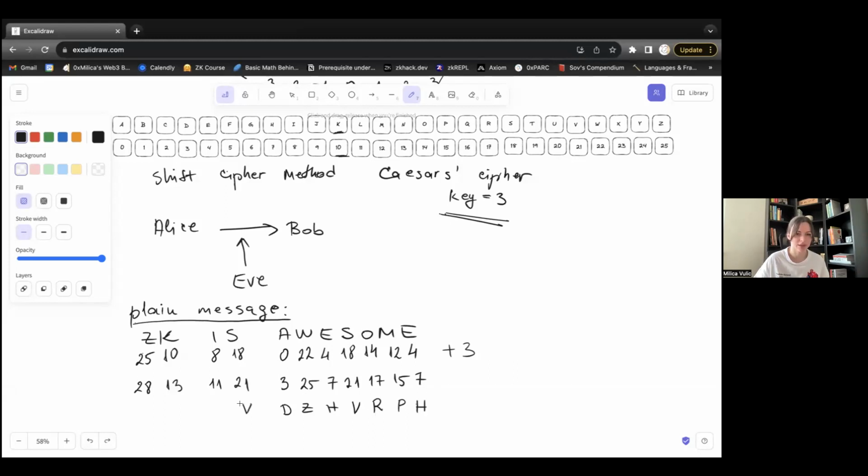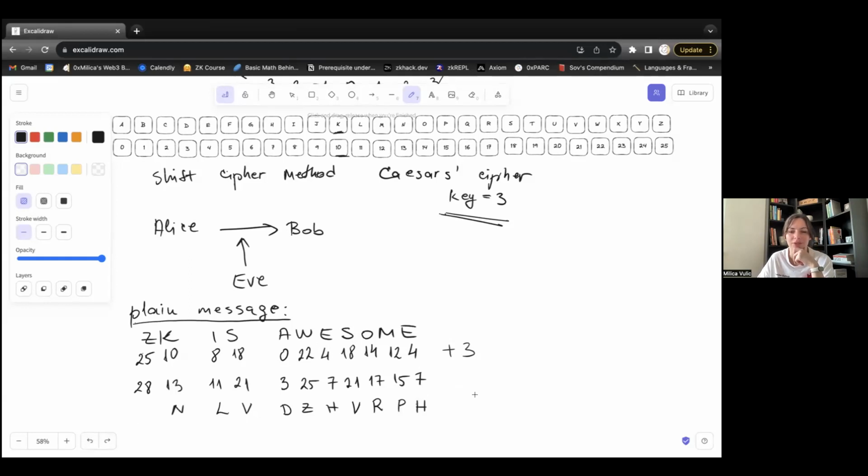21, V again. L for 11. For 13, we have N. And for 28, okay, when we take a look at our table, we don't have 28. Right, so we have to do the modulus. And with that, if we take a look, it's 25 in the end, so it's Z. So we have to do some sort of a shift 3 times.